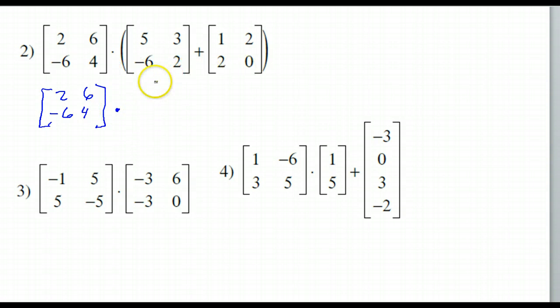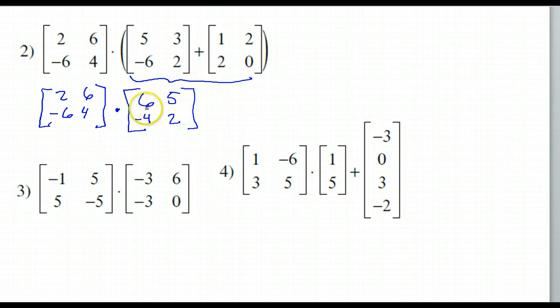Times. Now, as I add these 2 matrices together, and I'm just going to put that right here, I'm just adding the corresponding entries. So 5 plus 1, that's 6. 3 plus 2 is 5. Negative 6 plus 2, that's negative 4. 2 plus 0 is 2. Okay, so I got this matrix by adding these 2.